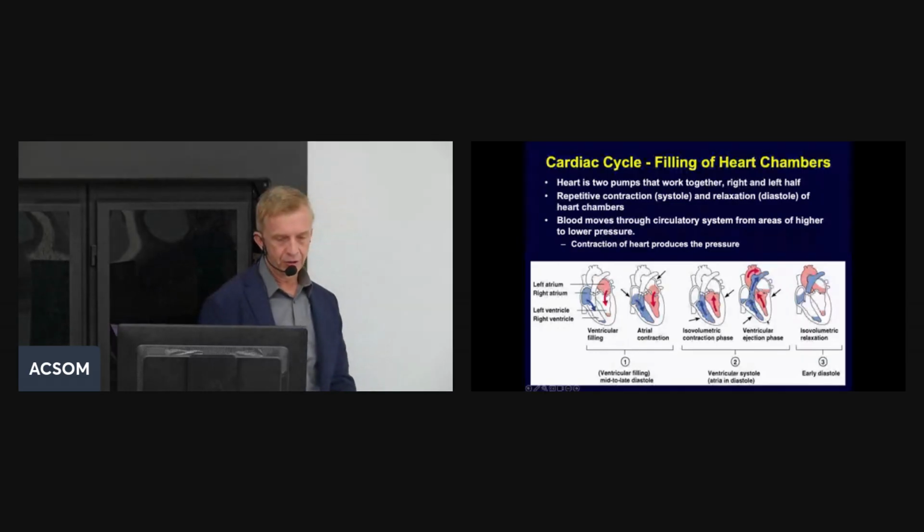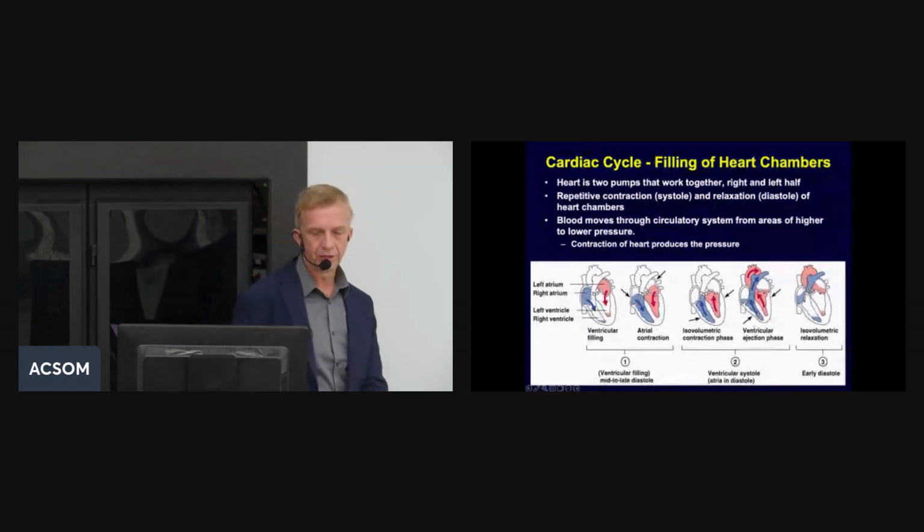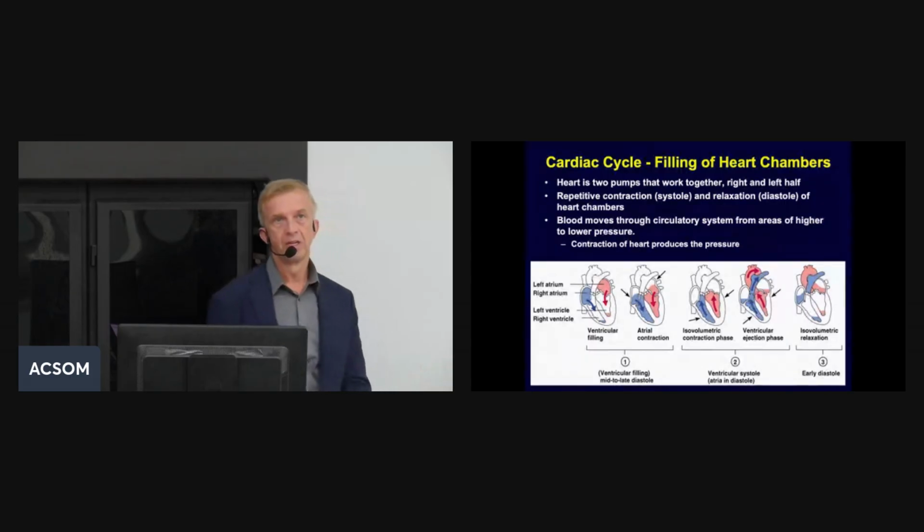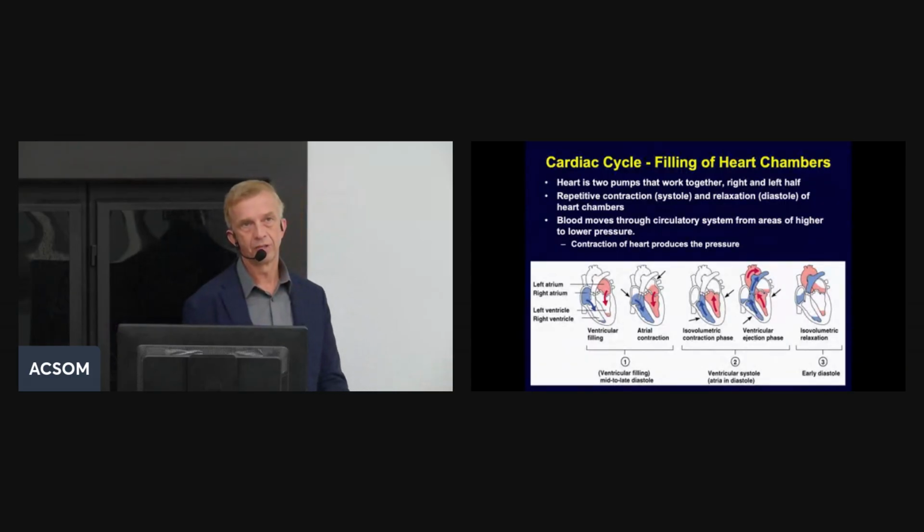When these valves are open, the mitral and tricuspid valves are closed, and the blood is ejected, which is called the ventricular ejection phase, the second part of the ventricular systole. The blood is ejected to the pulmonary vasculature, which is the low pressure circulation, and to the systemic circulation, which is the high pressure circulation. And then what happens after?